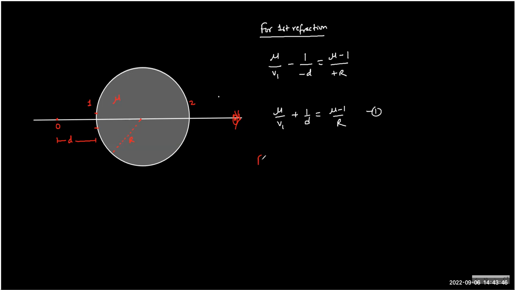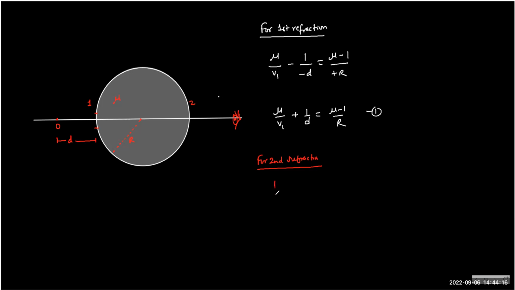So for the second refraction, you have no idea, because V1 is either right or left. Nothing I can say. So what we do is we never write the V1. What we write is the formula again. So for the second surface, the mu2 is 1.